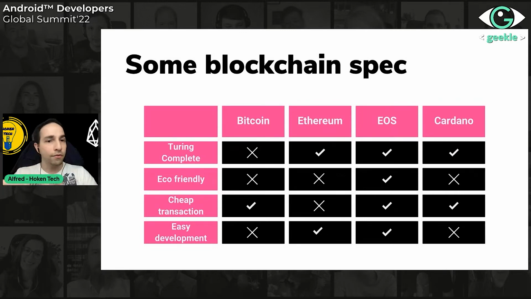Then another famous blockchain that maybe you all know is the Ethereum blockchain. In this case, we have a Turing complete blockchain, so we can write whatever function or instruction in the smart contract, but it isn't eco-friendly, because we know it uses the proof of work consensus that consumes a lot of energy, and this impacts the environment.